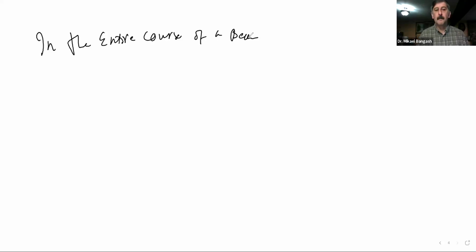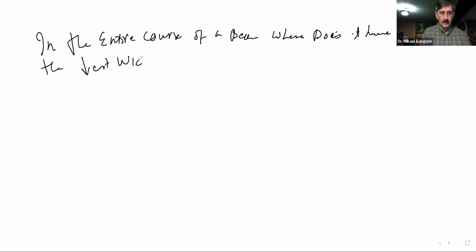let's put it this way. Or let me just write it. In the entire course of a beam, where does it have the lowest width?